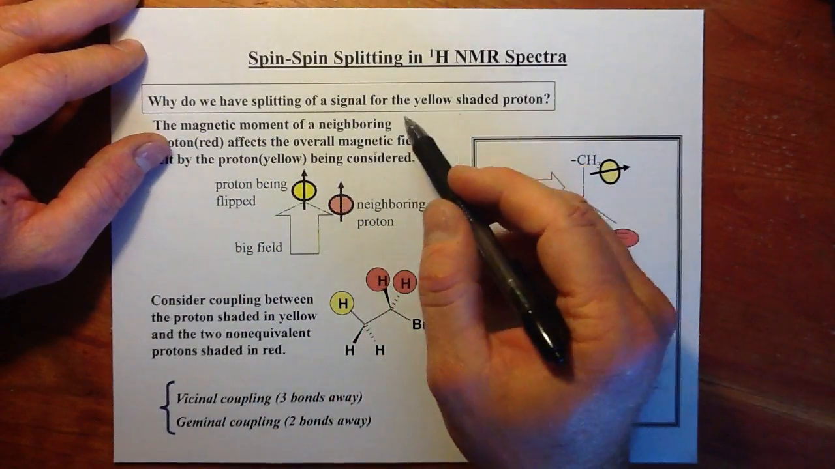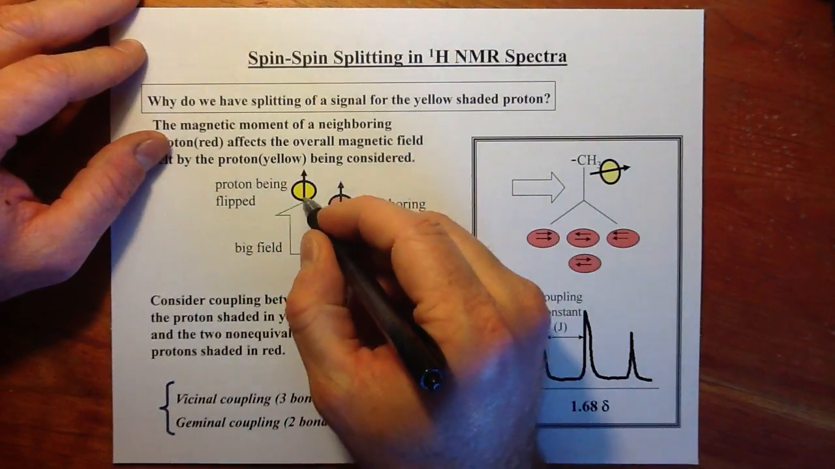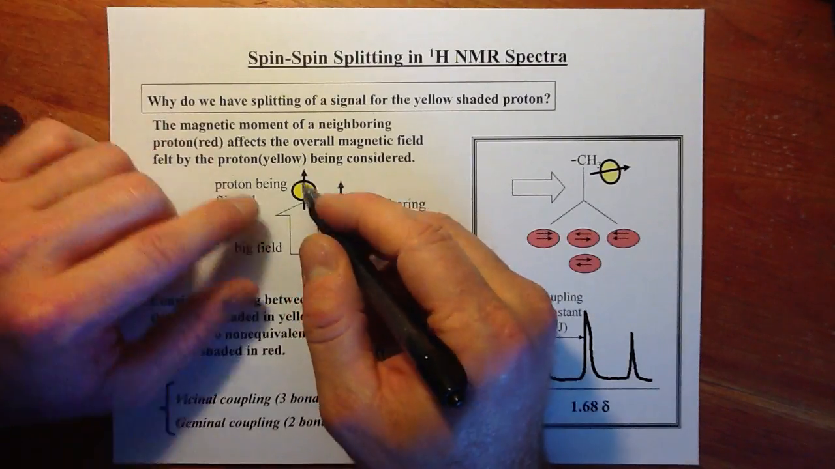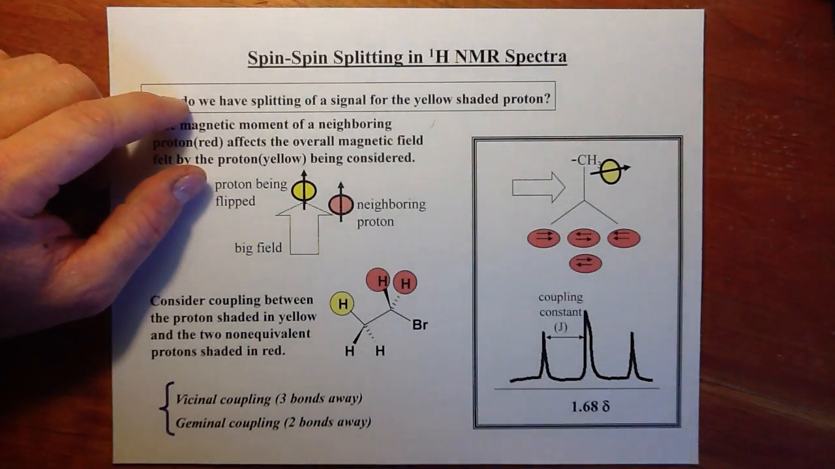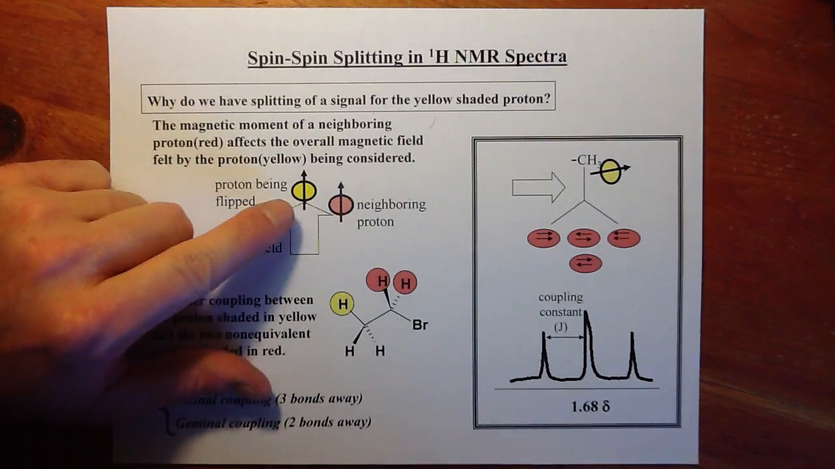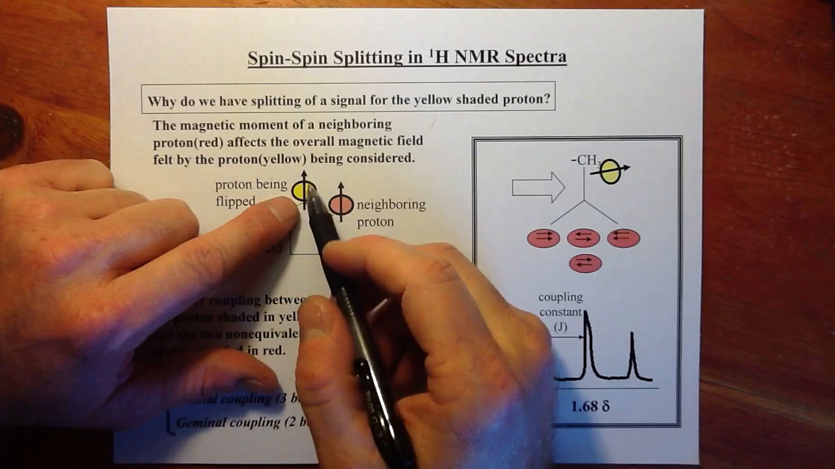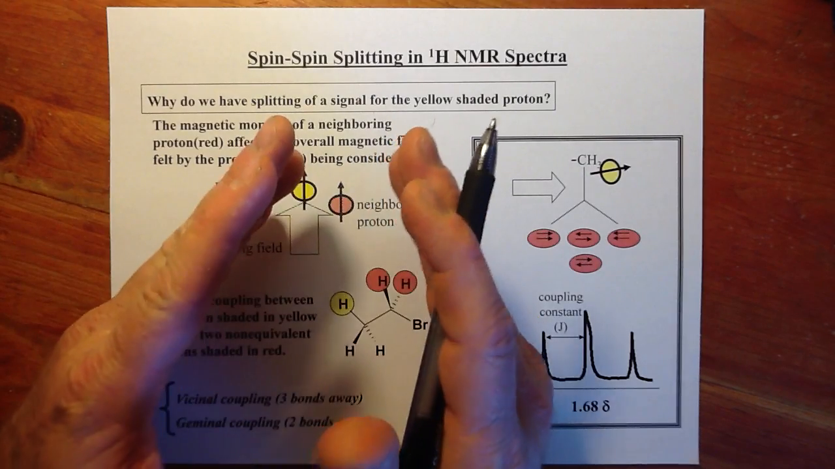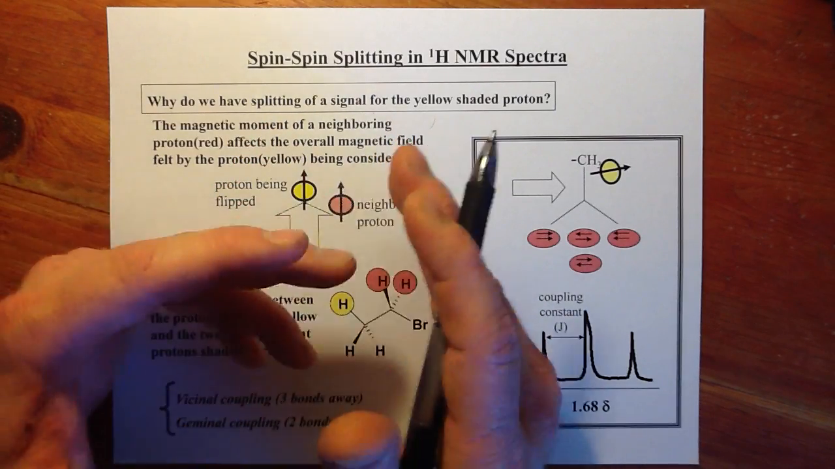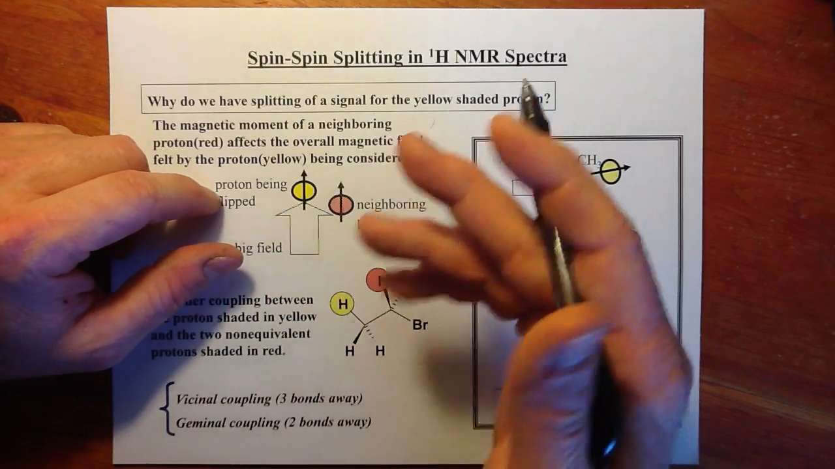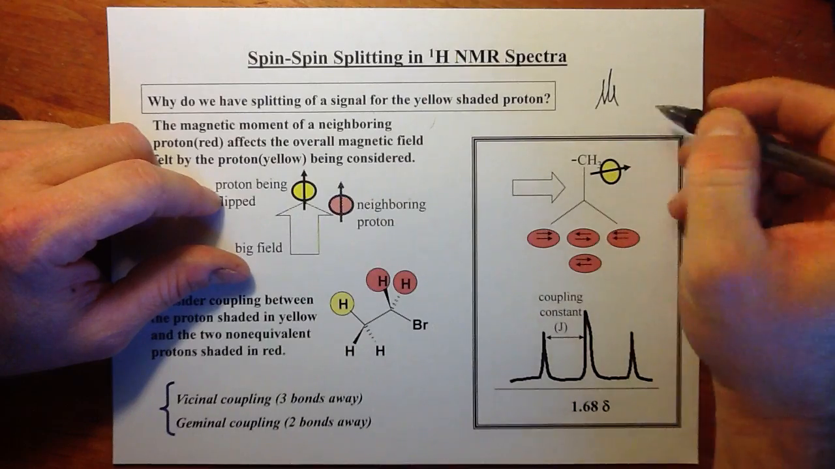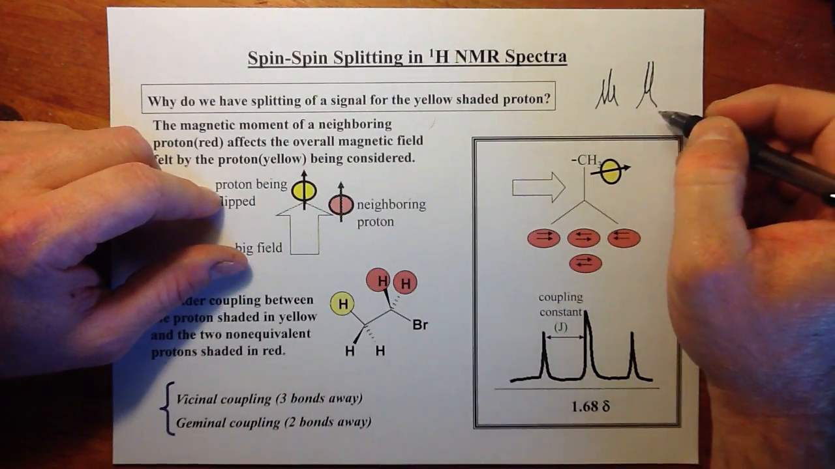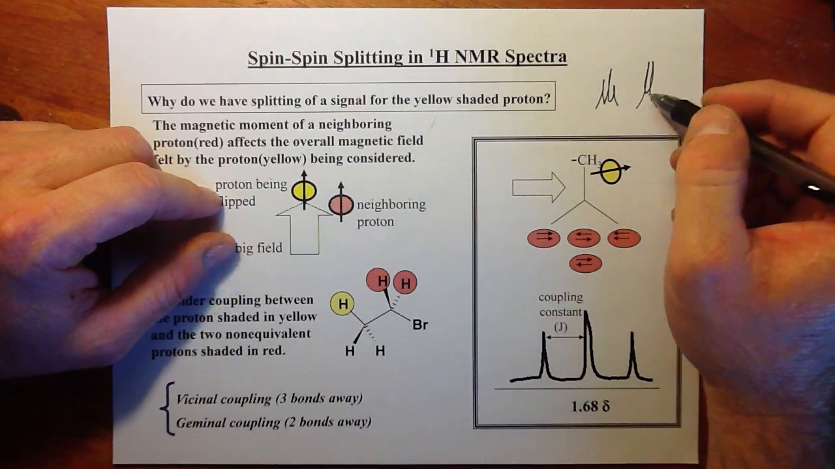Let's take a signal for the yellow shaded proton. Let's say this is the one that's generating a signal. And of course, we've looked at integration of the signal. What we can do is look at the splitting, the fine splitting details of that signal. Is it a doublet? Is it a triplet? Is it a quartet? What we mean by that is, does it look like this? That would be a triplet. Does it look like this? That's a doublet.